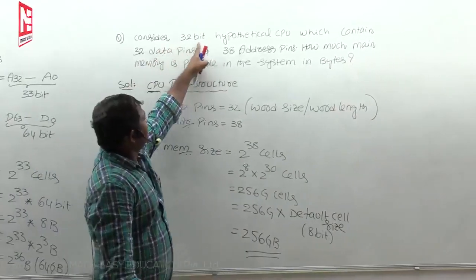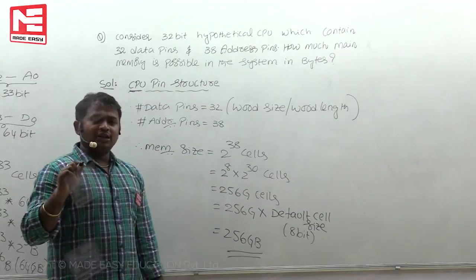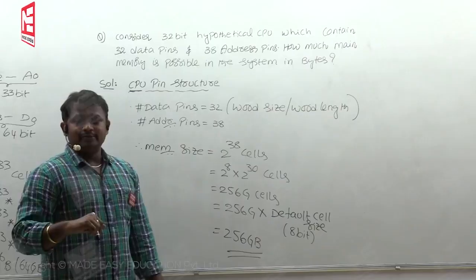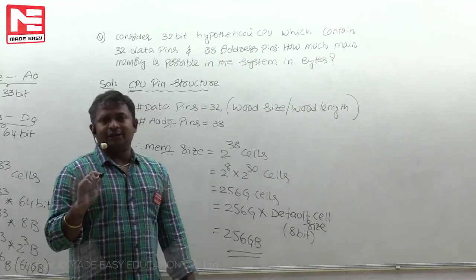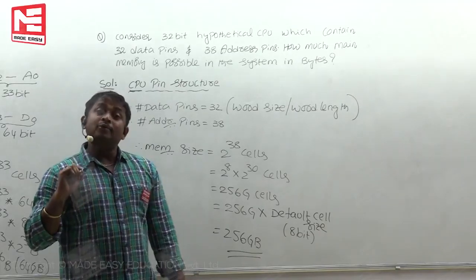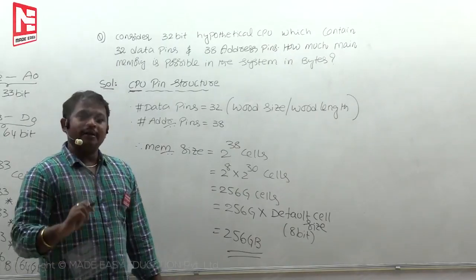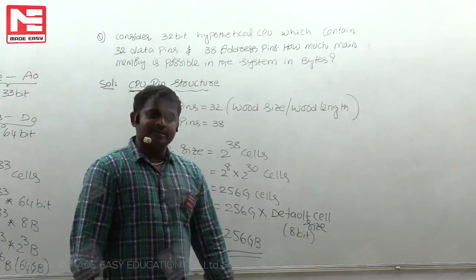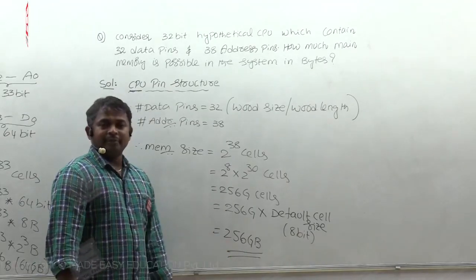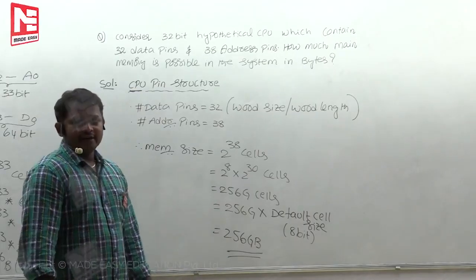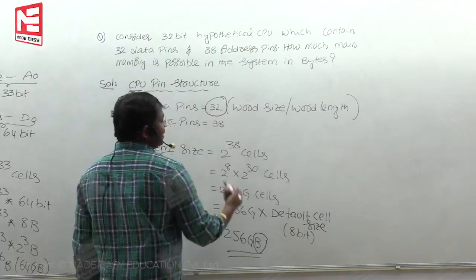Read the question. A 32-bit hypothetical CPU contains 32 data pins and 38 address pins. Correct now? So 32 data pins means the word length of the CPU is 32. The CPU is capable of addressing 2 power 38 cells of a memory chip. In every memory cell, by default 8-bit information is there. So 256 GB is the possible capacity of the main memory in this system. Right? So the memory cell size is 8-bit. Okay. The word length of the CPU is 32-bit.